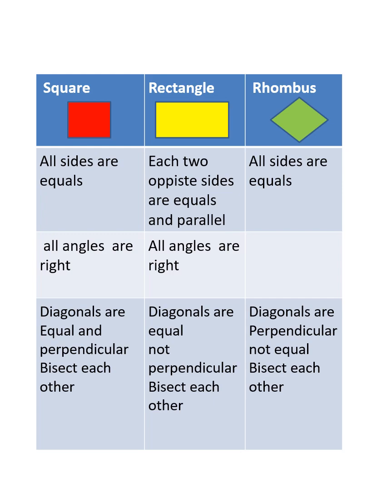Finally, we're talking about diagonals. The square has all the elements: its diagonals are equal, perpendicular, and bisect each other. In the rectangle, diagonals are equal, not perpendicular, and bisect each other. In the rhombus, diagonals are perpendicular, not equal, and bisect each other.